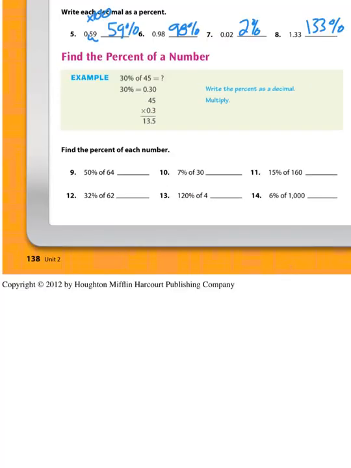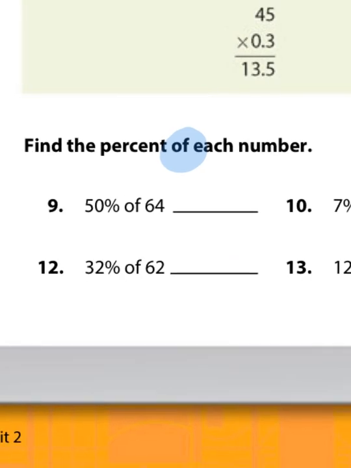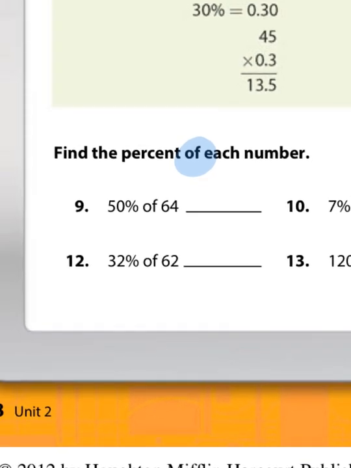All right, when we find the percent of a number, we have to remember that this word "of" in math is going to be multiplying. So when we do 50% of 64, we're doing 50% times 64. And if we're typing this into a calculator, we're going to have to use a decimal. So we're going to enter this as 0.5 or 0.50 times 64. When you type that in, you should get 32.